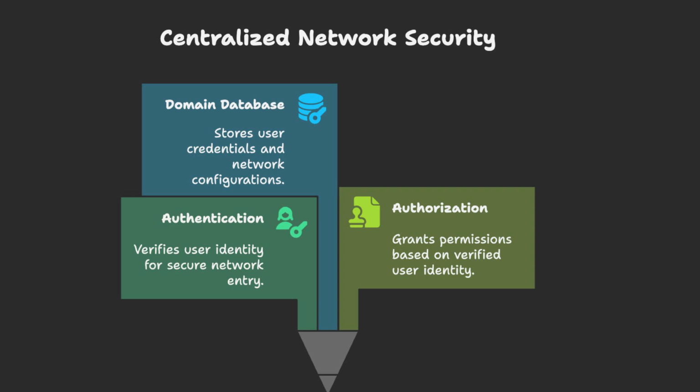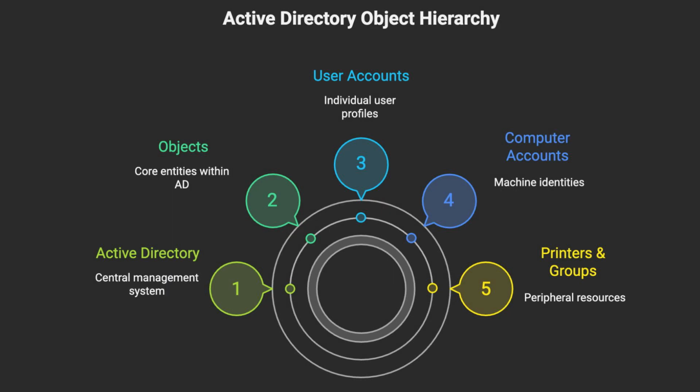Next are the objects. Everything in Active Directory is an object. A user account is an object, a computer account is an object, a printer, a group, you name it, everything is considered to be an object. Now, each object has unique attributes that define it, like a username, email, or a computer's operating system. So imagine there's only one object. For every single object, there will be multiple attributes.